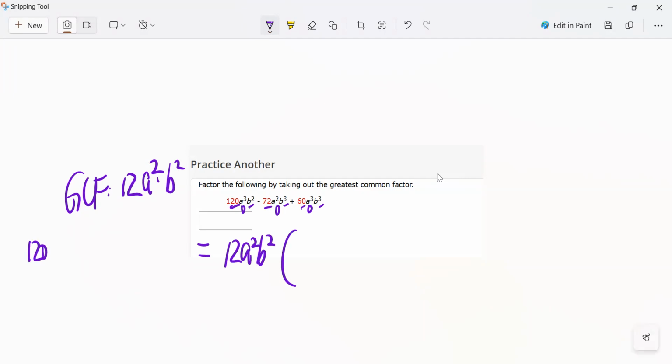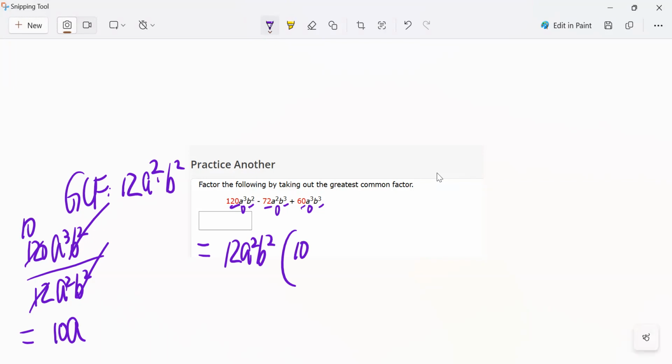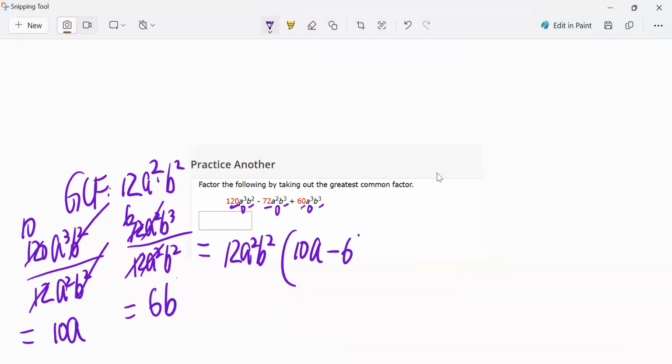On the first term, 120a cubed b squared divided by 12a squared b squared. 12 goes into 120 10 times. The b squared cancels, and a cubed over a squared is a. So the answer is 10a. Second term, we do 72a squared b cubed over 12a squared b squared. 12 goes into 72 6 times. Cancel a squared, and b cubed over b squared, subtract the exponents, we get b to the first, or 6b to the first, just basically 6b.